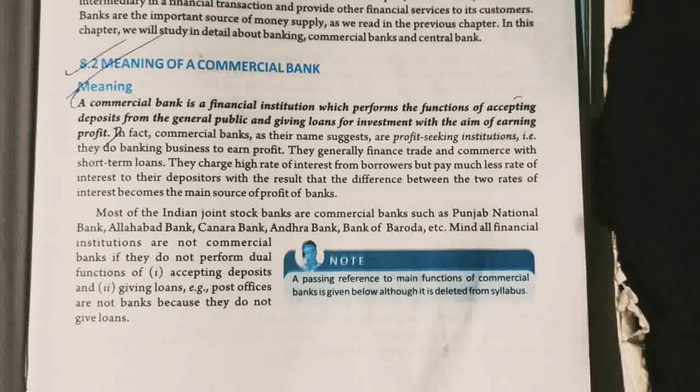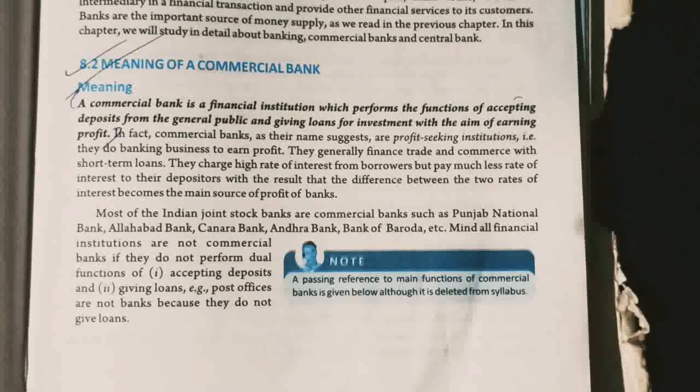Now, what is a commercial bank? The word commercial itself relates to business, that is, to earn profit in future, and a bank is a financial institution that accepts both deposits and gives loans. So a commercial bank is a financial institution which performs the functions of accepting deposits from the general public, that is us, and giving loans for investment with the aim of earning profit in future.